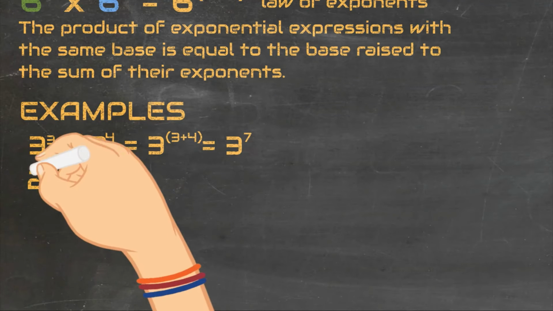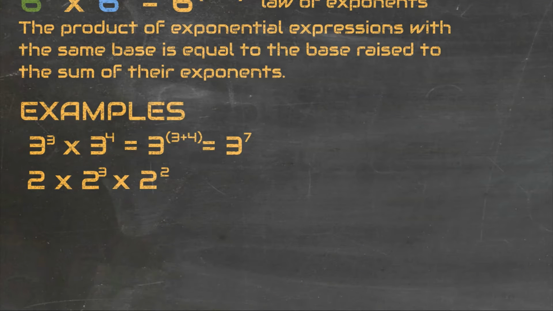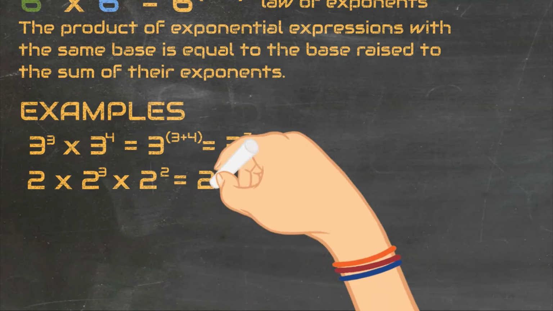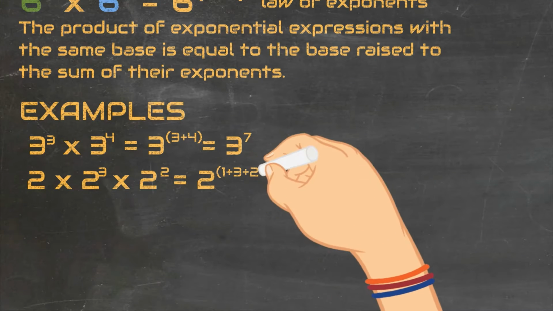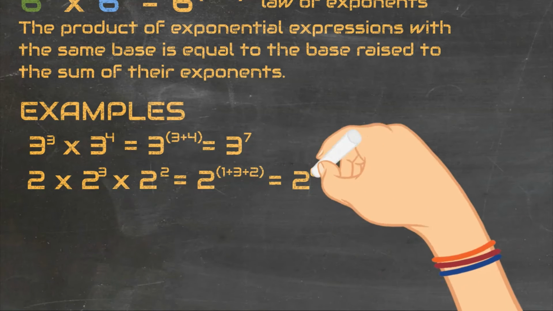Next, 2 times 2 cubed times 2 squared. In this example, the exponent of the first number 2 is 1. Remember, if the exponent is not written, it has to be understood that the exponent is 1. 2 times 2 cubed times 2 squared is therefore equal to 2 raised to the power of 1 plus 3 plus 2. 1 plus 3 plus 2 equals 6. 2 times 2 cubed times 2 squared is therefore equal to 2 to the 6th power.